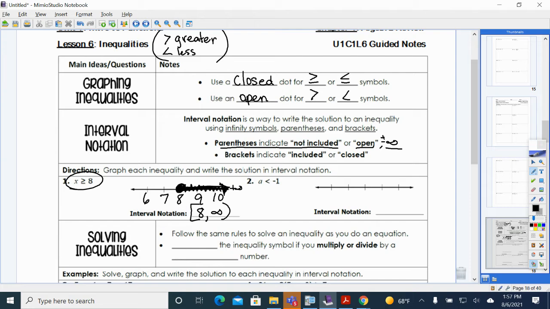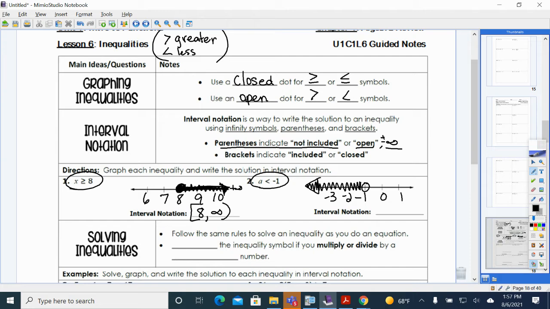Number 2 says a is less than negative 1. So again, I'm going to stick some numbers on here. And then at negative 1, there is no line underneath that inequality symbol. So at negative 1 is going to be an open circle. I'm going to shade anything that's less than that, and anything less is going to go left. So we're going to shade left.